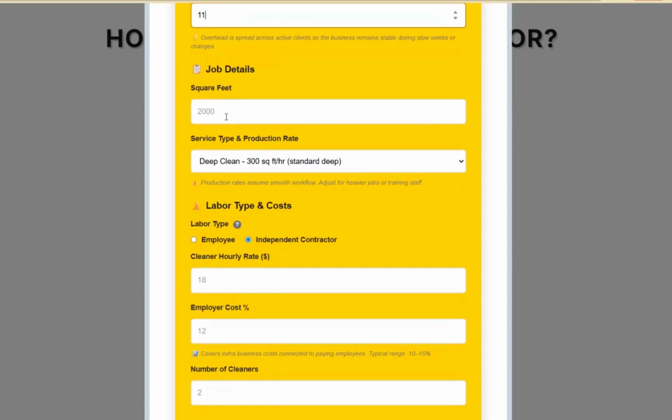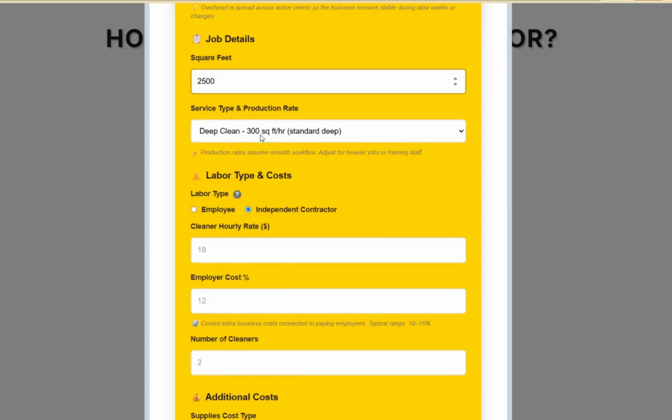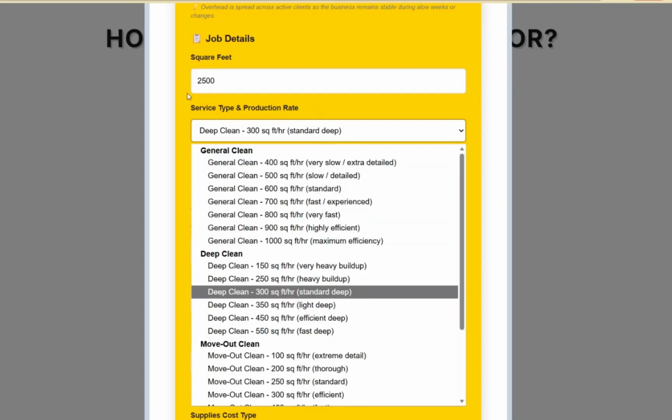But moving right along, square footage. Let's put down the square footage of this home. Let's say we are cleaning a 2,500 square foot home. Okay. So put the square foot right there. And right here we have our production rate. And what production rate means is it's essentially how much square footage one cleaner can clean within an hour. Okay, it's very, very important for you to understand these timings, because if you get the time right, the calculator will be accurate. Okay, so it all depends on you.